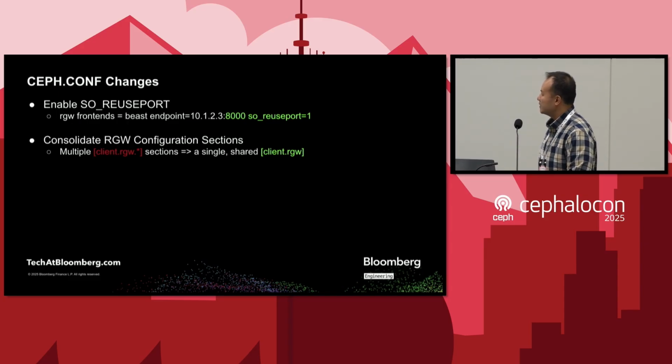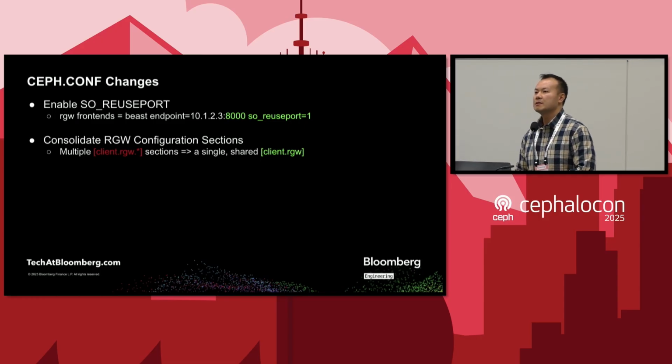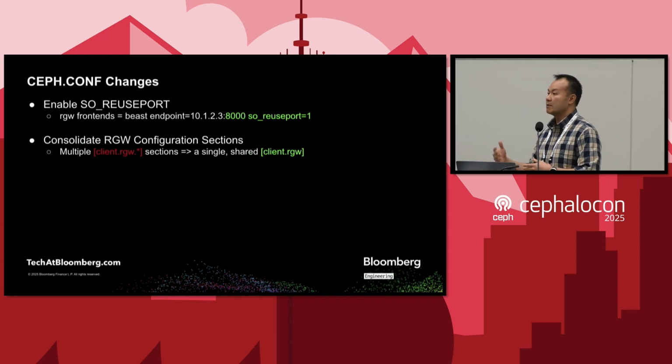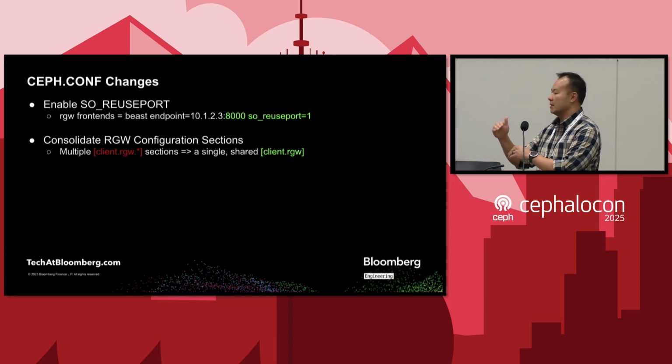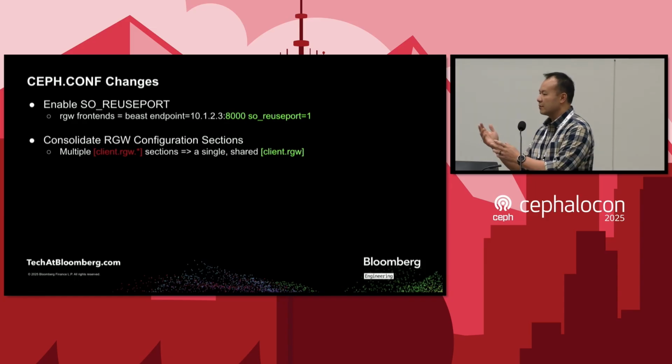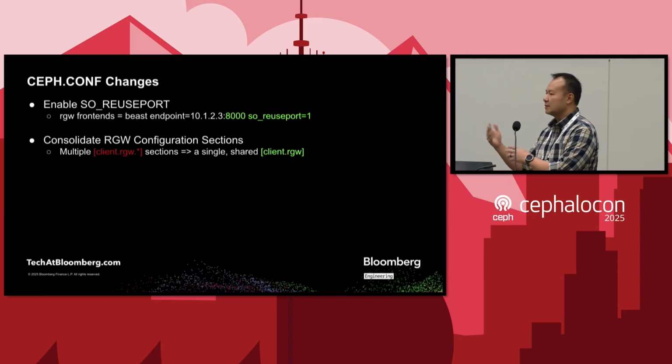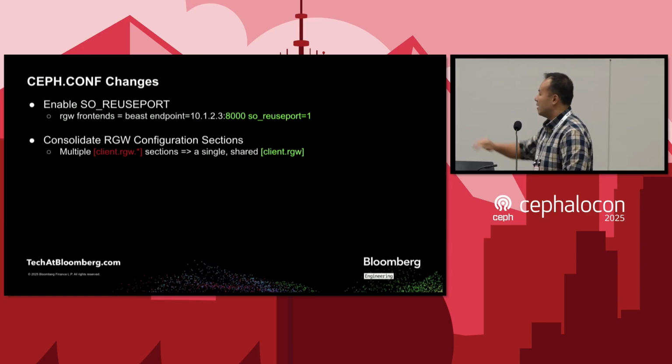Consolidated configuration section. So in the Bloomberg environment, we had 3 instances of RGW running on a physical node. So that means our configuration has 3 separate sections, right? The first section starts off on port 123. The second one starts on port 124. The next one starts on 125. All of that can be consolidated into a single one. I pick 8000. And that's it.